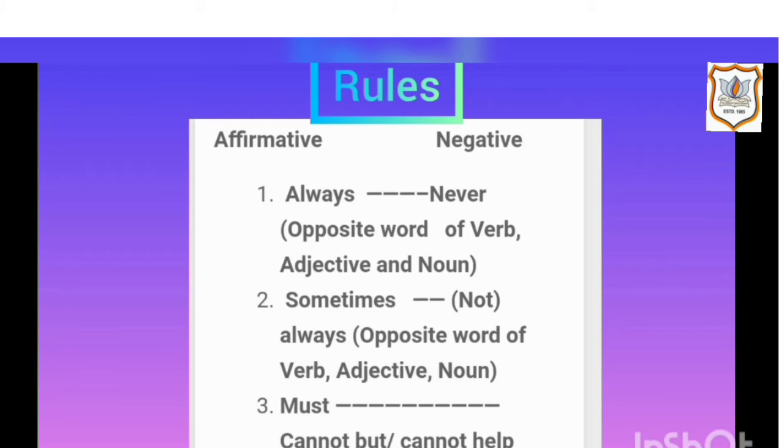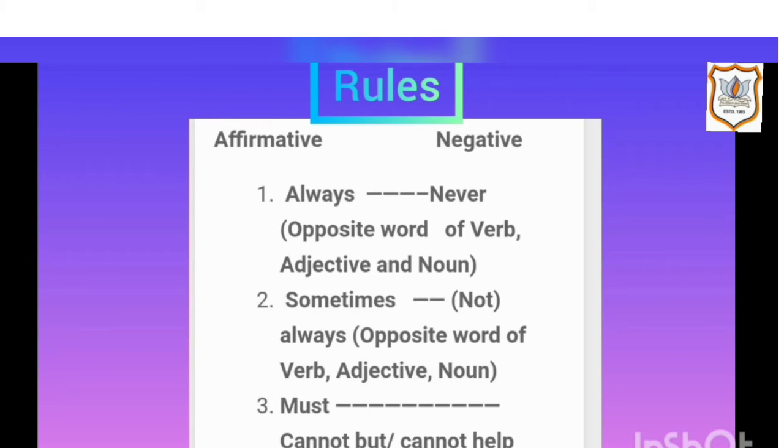The first one is, if always is used in an affirmative sentence, we have to change it to never to make it a negative sentence, and along with that we have to use the opposite word of the verb, adjective and noun given in the sentence. For example, he is always present, so I will change it like he is never absent.